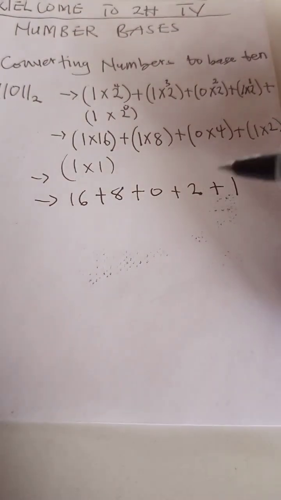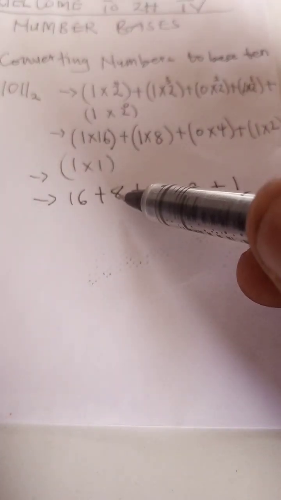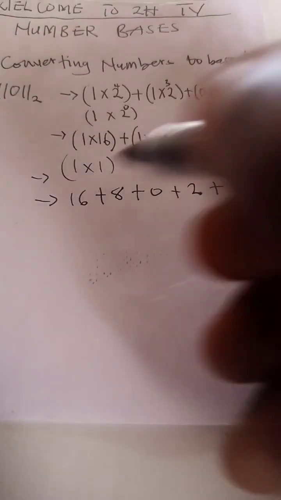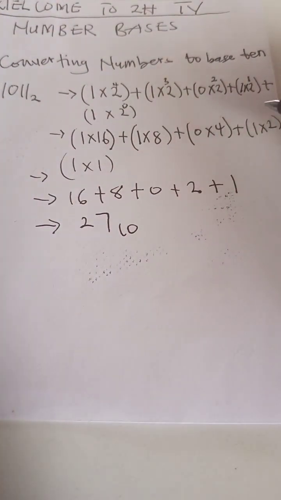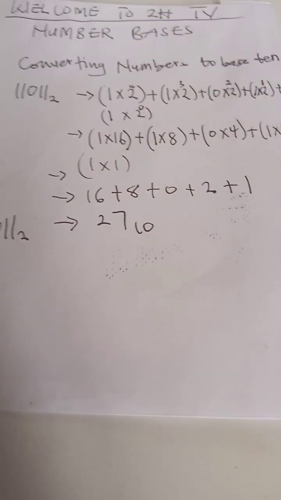So summing all this up, that will be 16 plus 8, that's 24, plus 3, that will give us 27. So 27 base 10. So we have converted 11011 base 2 to what? Base 10. So this is how you go about it.